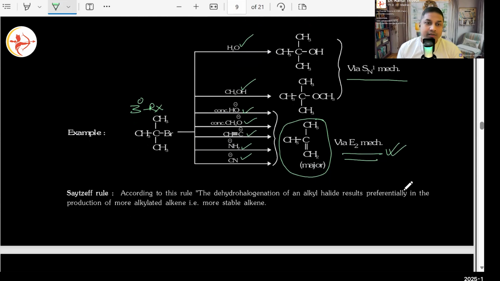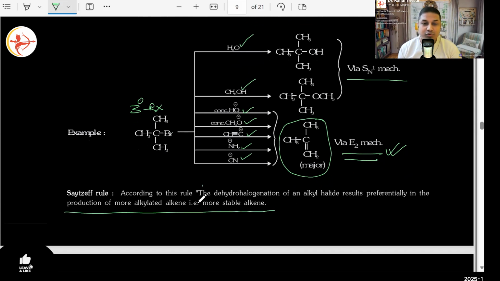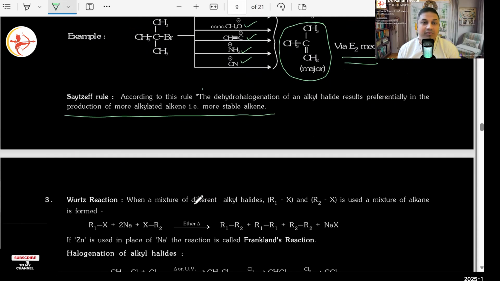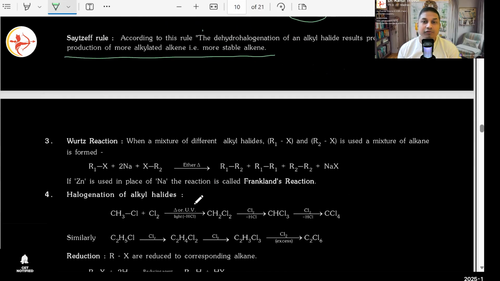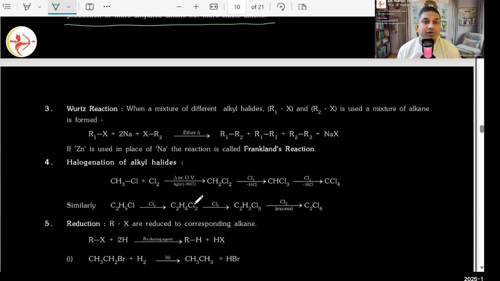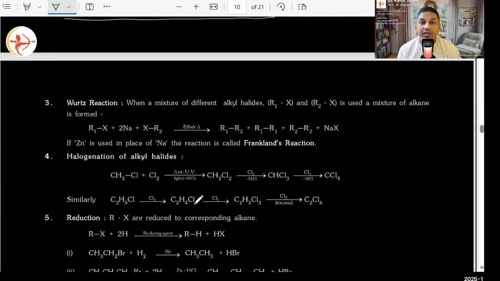Okay. You already remember when it comes to elimination, the Saytzeff rule, and what was the counterpart of the Saytzeff rule? Who knows? Like kind of anti-Saytzeff rule? Hofmann's rule. Very good. So the Saytzeff rule is that the dehydrohalogenation of an alkyl halide results preferentially in the production of the more alkylated alkene, the more stable alkene will be formed. Yes, which is more substituted. That one will be formed. That is what is being followed here. Fine. With this, we are done with all the confusion of SN1, SN2, E1, E2.